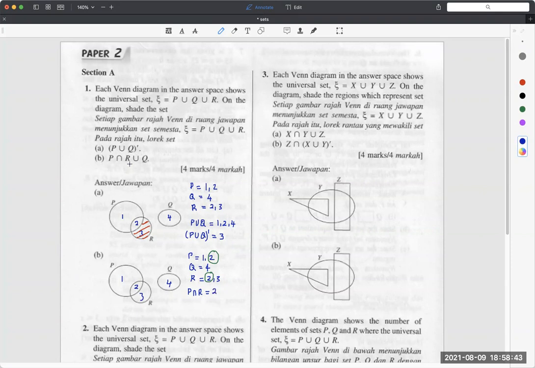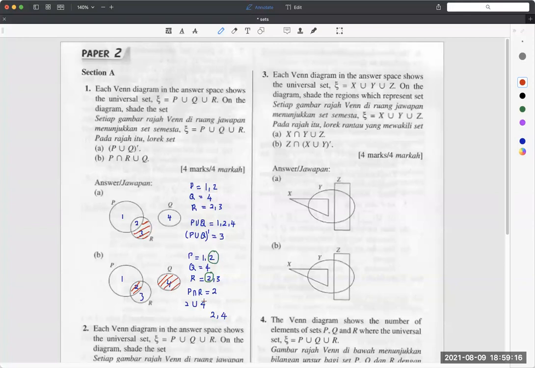Now we continue. Union with Q. So 2 union with Q. Q is 4. So in other words, our answer will be 2 and 4. The areas where we have 2 and 4, because it's union, right? We combine the areas. So 2, 4, where is 2, 4? This area, and over here. So that is our answer for part B.